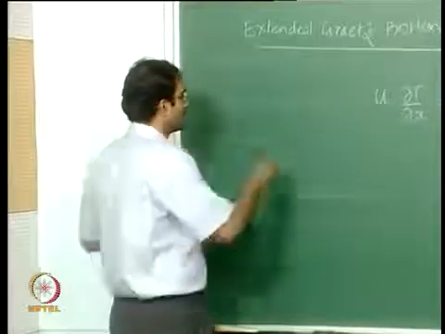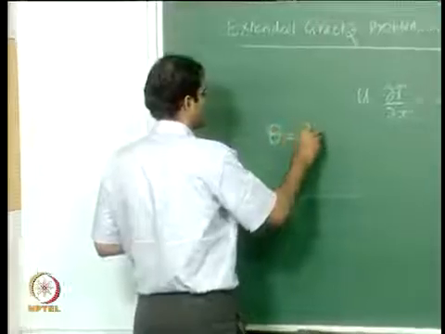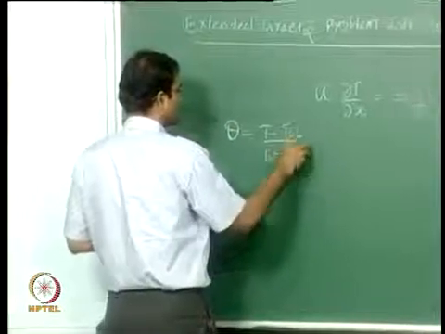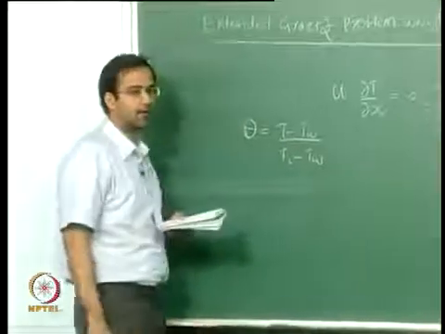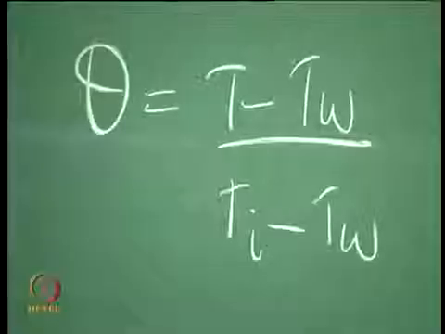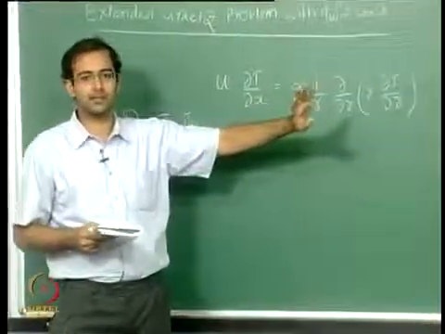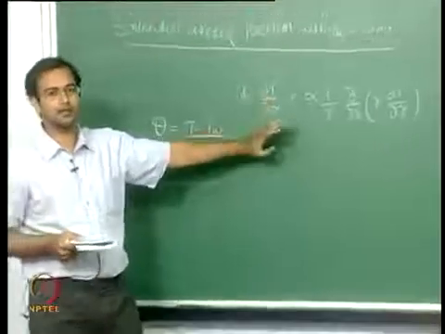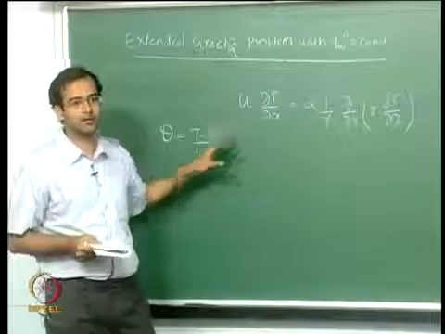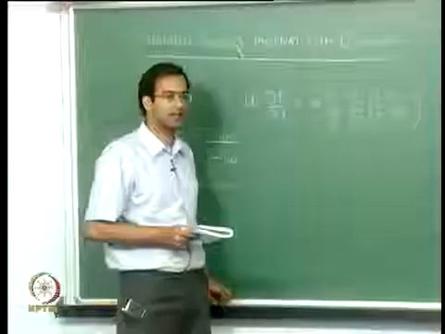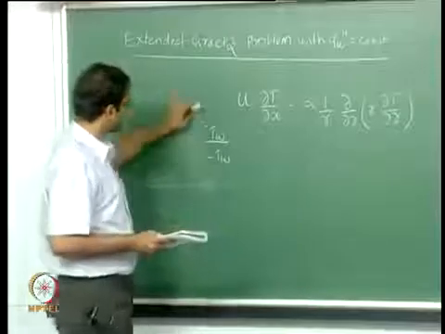you define your theta as something like T minus T wall by Ti minus T wall, that was useful when you had a constant wall temperature case, so you could take it out of the differential and it would cancel off. But in this case your wall temperature is a function of x, so you cannot define your non-dimensional temperature this way. It is better to keep it in the dimensional form, and then try to solve.